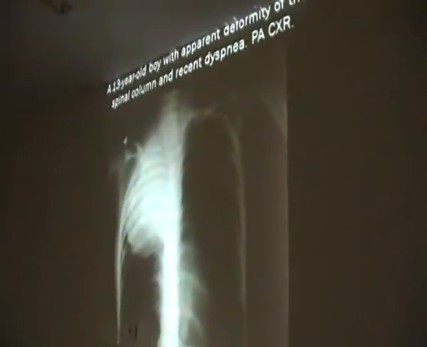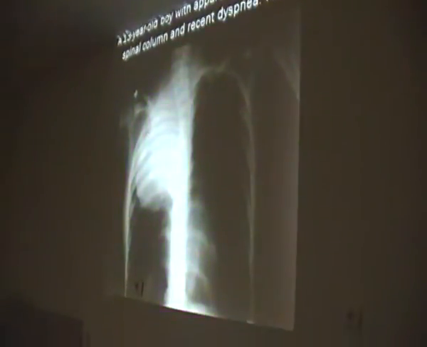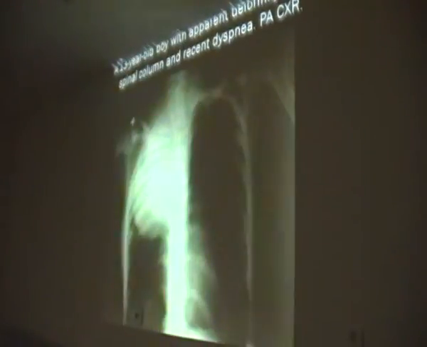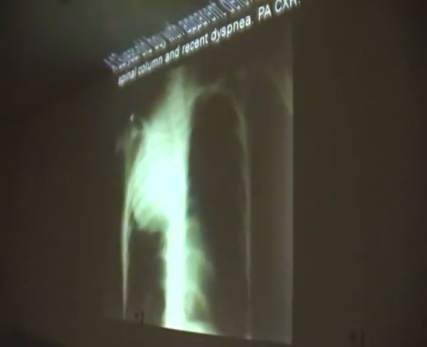So, a 13 year old boy with apparent deformity of the spinal column and recent dyspnea. What you can see on the X-ray here is a very enlarged opacified lesion, which is compressing the trachea, so that's called dyspnea, or compressing the chest. And what else can you see? Vertebral scoliosis already, right? Scoliosis means the vertebra bends to the lateral side. If it bends forward it is kyphosis, backwards is lordosis. So here you can see kyphosis.